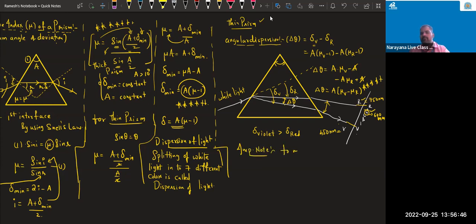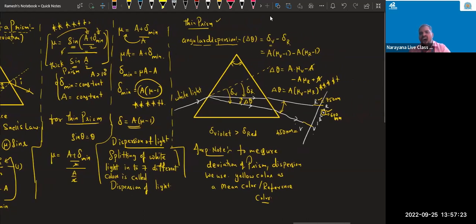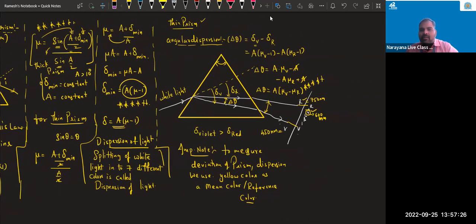To measure deviation of a prism and dispersion of a prism, we use yellow color. We use yellow color as which color? Respond: as a mean color or reference color. So that is the formula for angular dispersion.